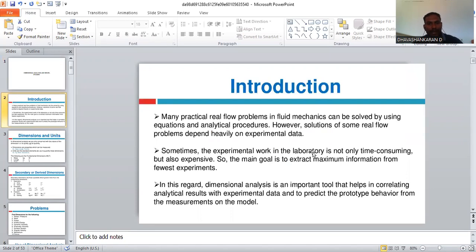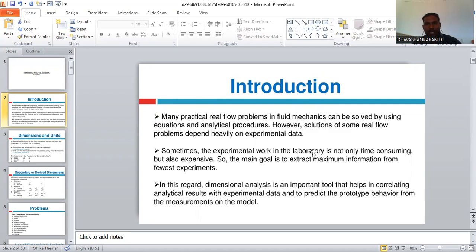Many practical real flow problems in fluid mechanics can be solved by equations and analytical procedures. However, the solution of some real fluid problems depends heavily on experimental data. For this experimental data, we use dimensional analysis and model studies to solve the difficult problems.